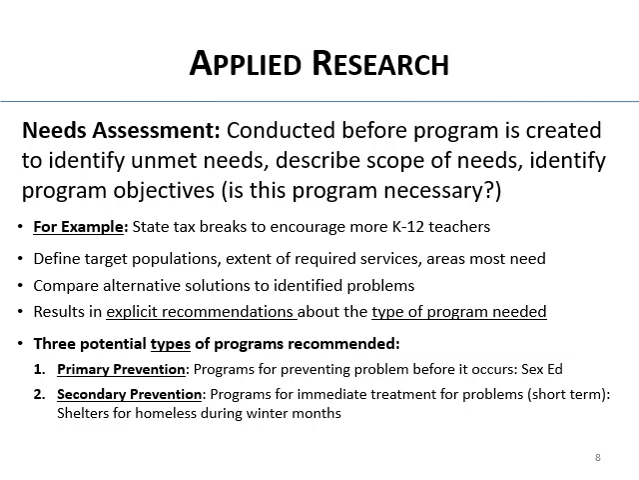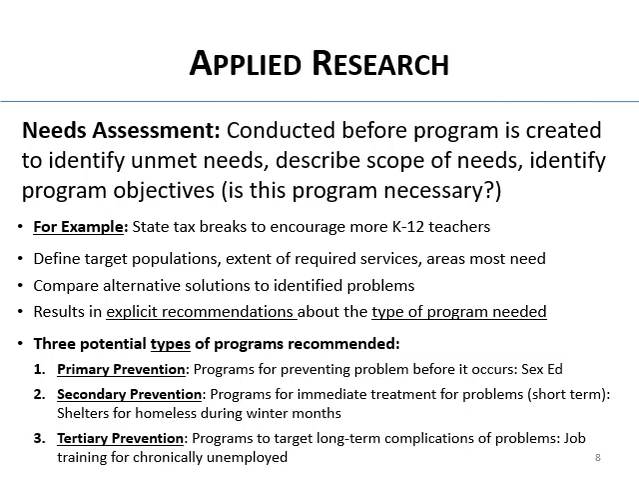So is there a long-term solution? Yes, we call those tertiary prevention. And so tertiary prevention programs target the long-term complications of problems. So for example, they'd be like job training for folks who are chronically unemployed. You recommend a program for job training to get people who are chronically unemployed employed. So those are the three major types of programs: primary, secondary, and tertiary.